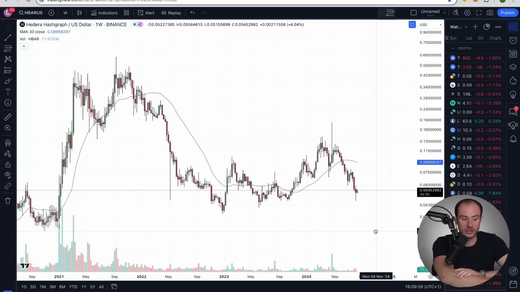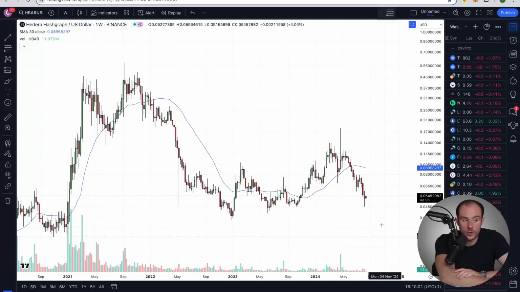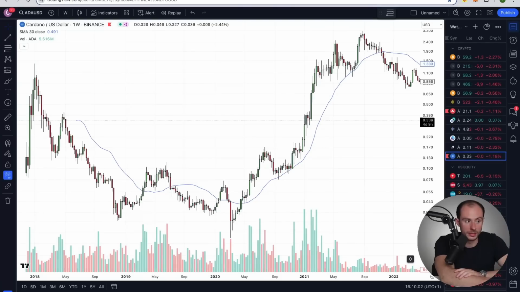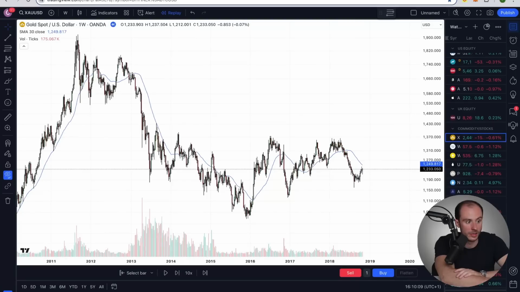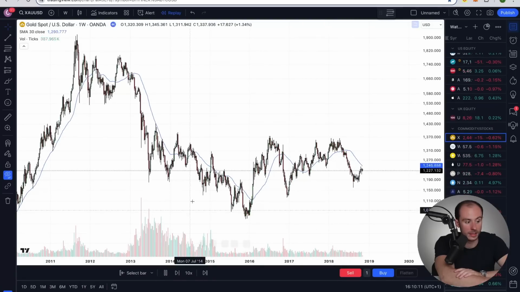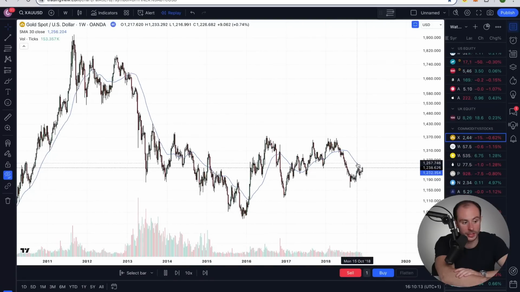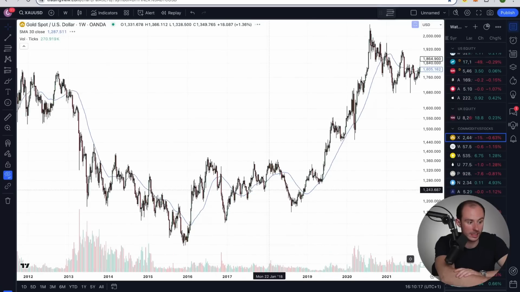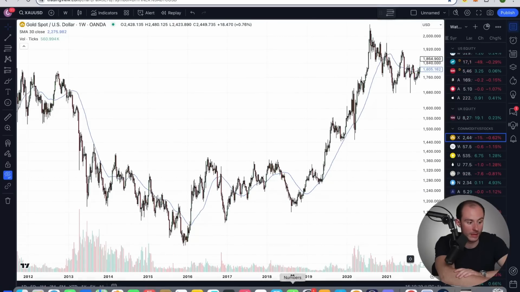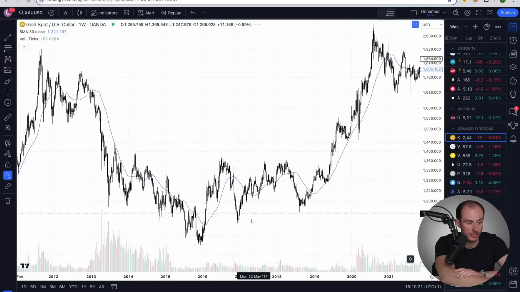Is that out of the realms of possibility? Who knows what the future holds? That's not our prediction. But you can see Cardano very much here was in a similar spot to Hedera. And, of course, we saw what that led to. Something like gold, okay, a little bit more long-winded in regards to the accumulation that took place. But we can see where gold is today. So this is your accumulation. This is what eventually happened for gold. We think Hedera is on a similar journey once it's done with this period of consolidation.